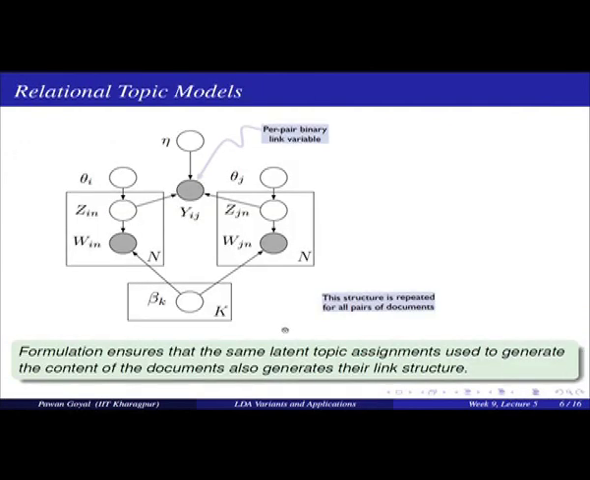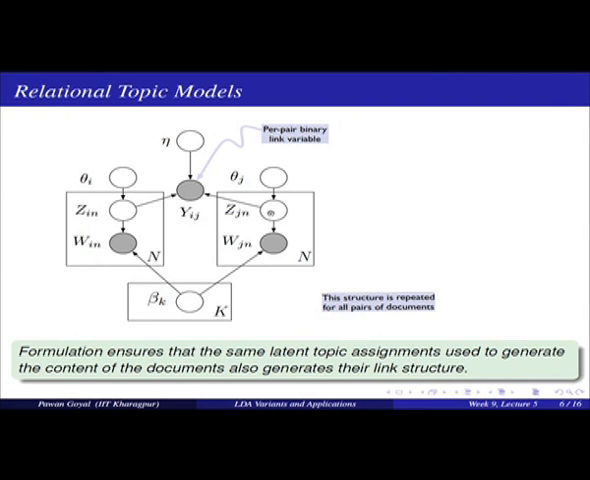So, coming back to the model, what this formulation ensures is that the same latent topic assignment is used to generate the content of the document, and it also generates their linkage structure. So, you are not separately learning the linkage structure, you are learning it at the same time when you are learning your topic distributions. So, that is interesting in this RTM model. So, from the ZIN and ZJN, you are trying to predict what will be your YIJ.